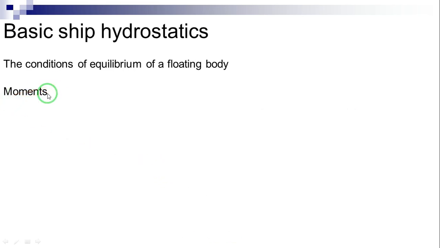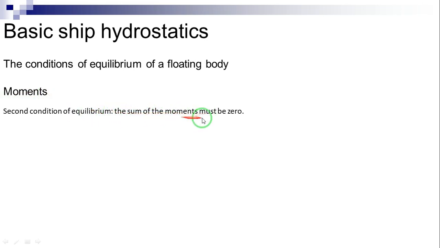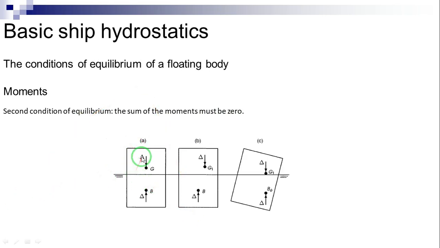Moments. Here we discuss the second condition of equilibrium of a floating body. The sum of the moments of all forces acting on it must be zero. This condition is fulfilled in this figure where the center of gravity and the center of buoyancy B of the floating body are on the same vertical line. The weight of the body and the buoyancy force are equal, opposed, and act along the same line. The sum of their moments about any reference is zero.